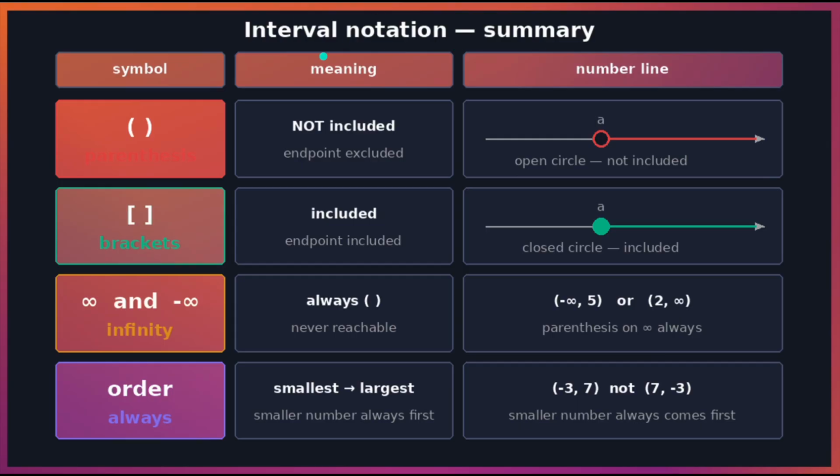Okay, so let's summarize interval notation. Remember, parenthesis means not included. And when you see an open circle on a number line, it also means not included. Brackets means included, and closed circle means included. Infinity, both positive and negative infinity, always gets parentheses. And when we're ordering our interval notation, we always go from smallest to largest.